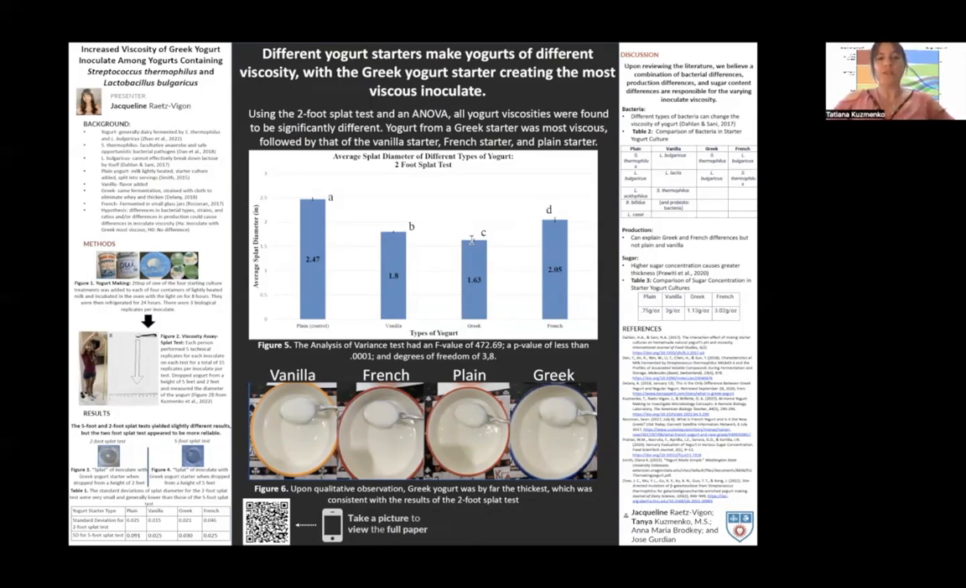Let me introduce our student presenter, Jackie Raetz-Vigon, with her project titled Increased Viscosity of Greek Yogurt Inoculate among yogurts containing Streptococcus thermophilus and Lactobacillus bulgaricus.